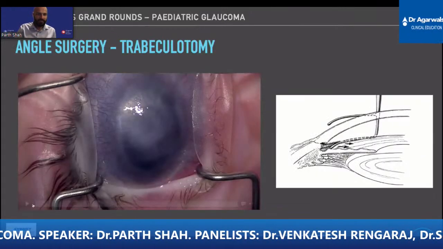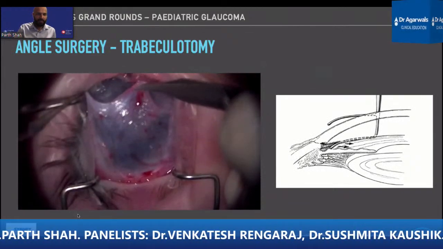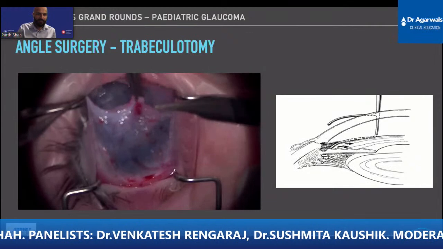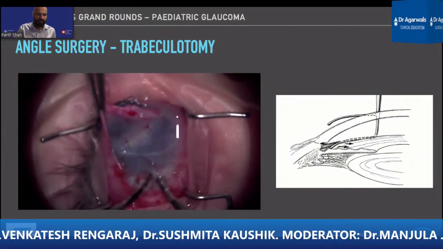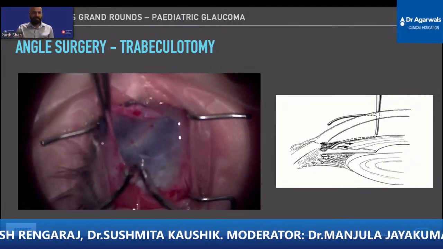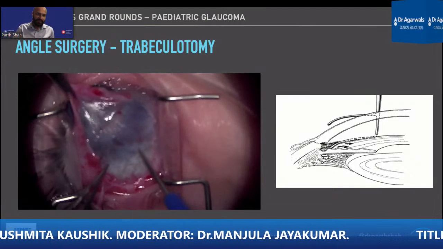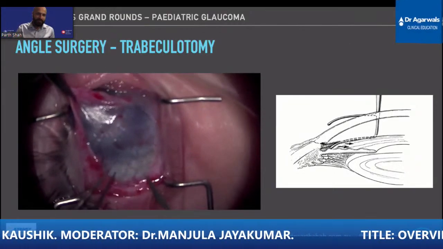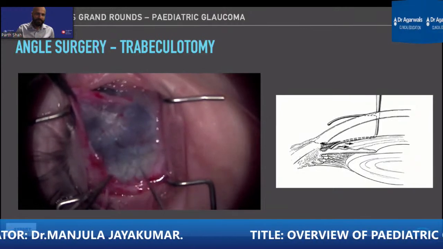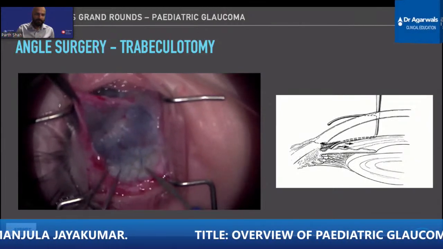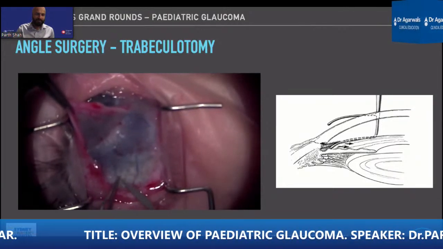This is that same child that I showed you. Very abnormal eye, a conjunctival peritomy is created. Then a partial thickness scleral flap. These cases can be extremely challenging to find where exactly Schlemm's canal is. And often the sclera is extremely thin.